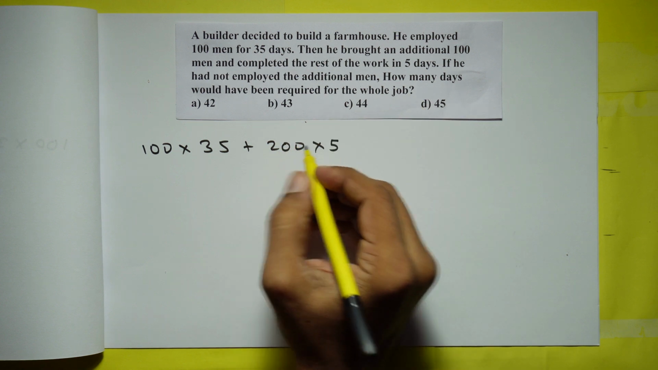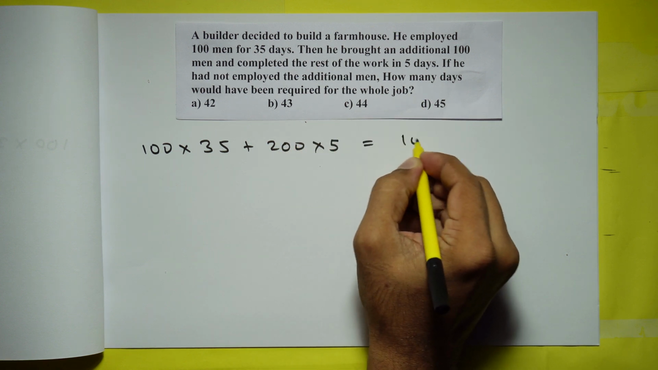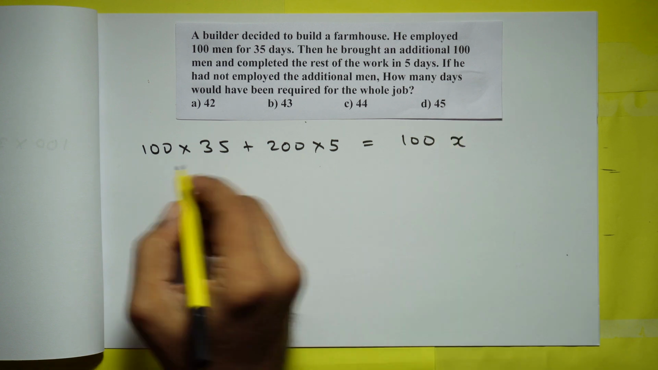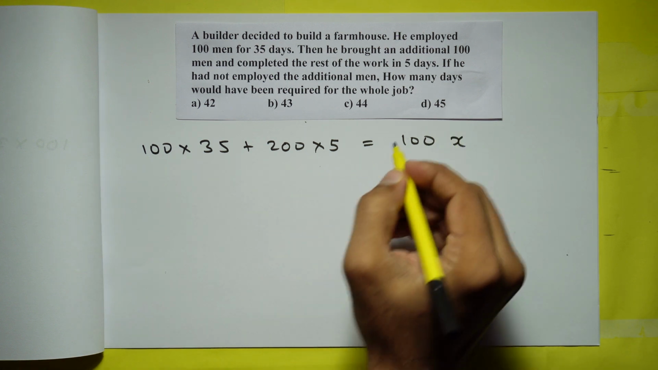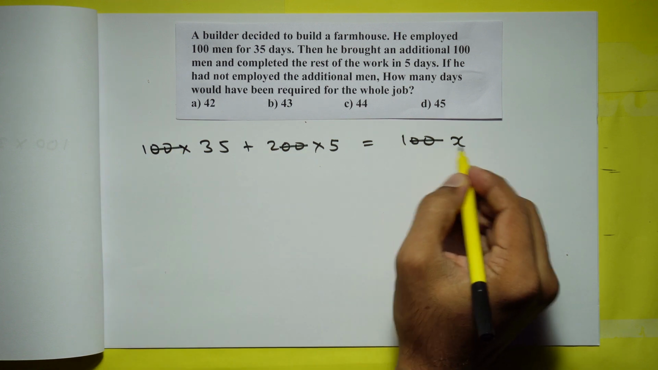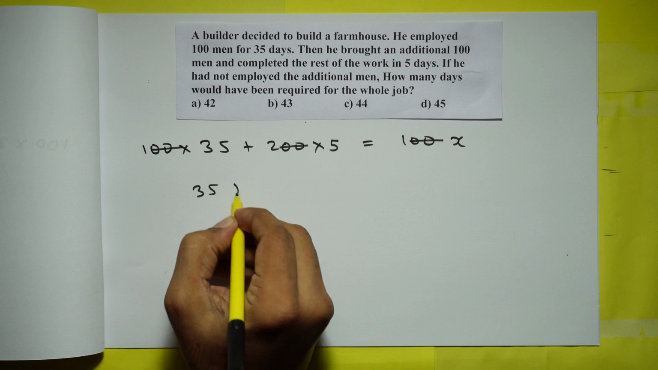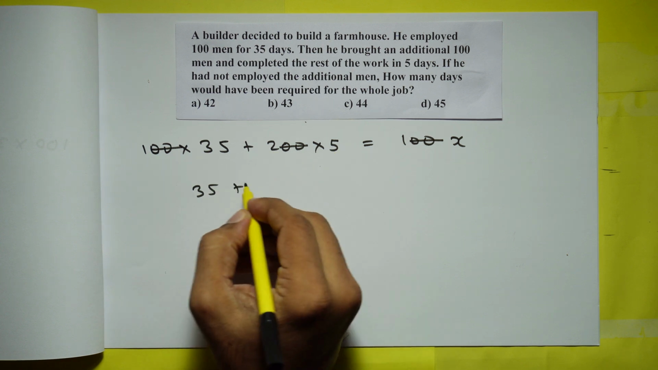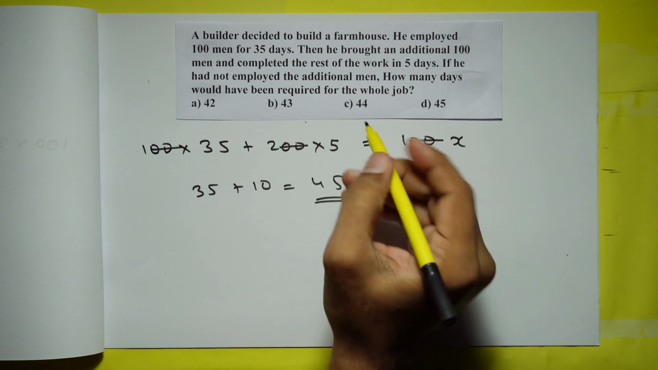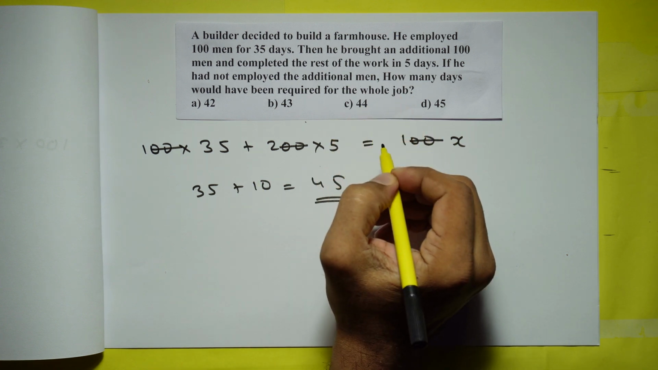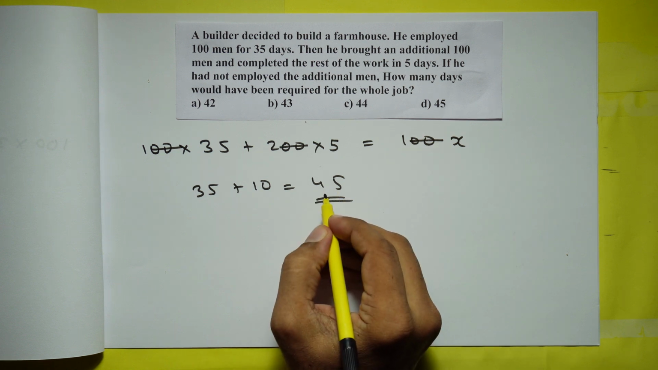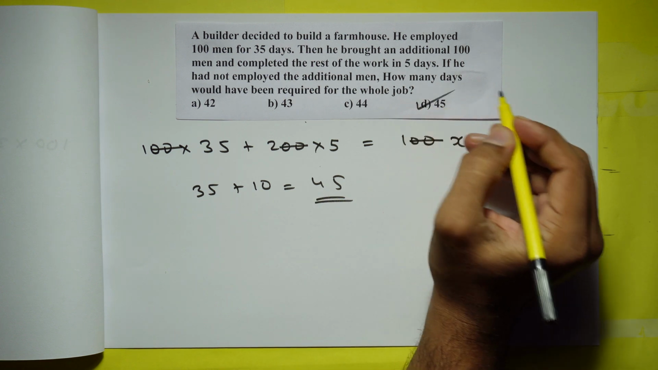So additional 100 were not brought. So if only 100 people are there, they will be working for X days to complete this whole job. So I'll cancel out the zeros. So X you will get as 35 plus 2 into 5, 10. So that will be 45 days. So if those additional 100 men were not there, then the original 100 people would have to work for 45 days. That is option D, 45.